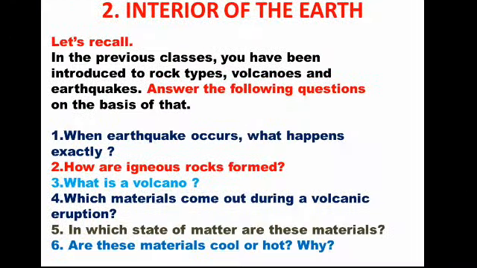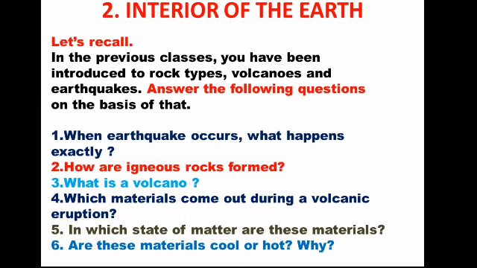Question number 1: when an earthquake occurs, what happens exactly? See, the answer is: an earthquake occurs when the stored energy becomes greater than the friction and the rock masses suddenly slip along the faults. Much of the energy stored in the stretched rock is released in seismic waves, which travel out in all directions from the fault on which the earthquake occurs.